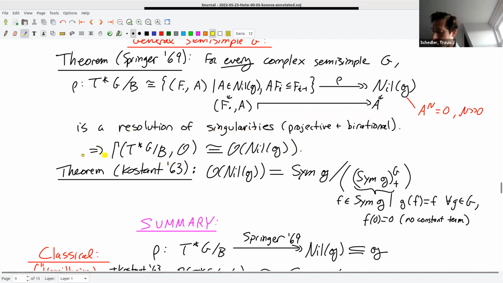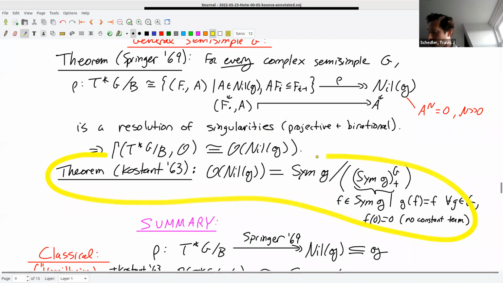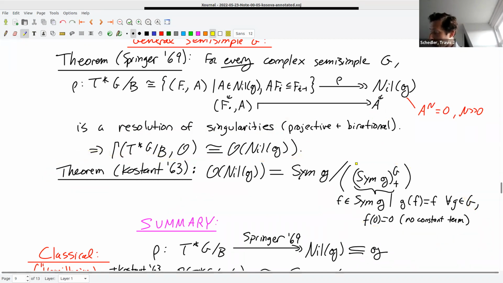And Kostant said, identify the global functions in the nilpotent cone with something that generalizes what we were talking about before for the SL2 case, some quotient of polynomials by an explicit ideal, which is the G-invariant polynomials, the conjugation invariant functions on matrices in the case where G consists of matrices.